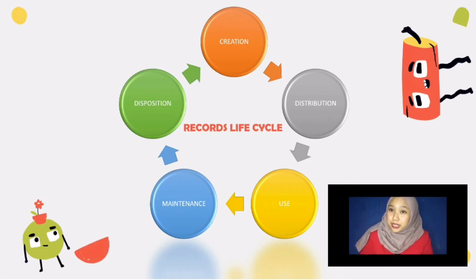First phase is creation. It includes the records that are internally produced or received from the external parties. Whenever a letter is produced, a form completed, a cassette tape dictated, or a pamphlet printed, a record is created. Secondly, is distribution. It is where the records are then distributed to the person responsible for their use. Next, use.